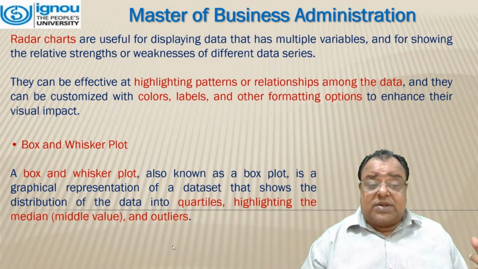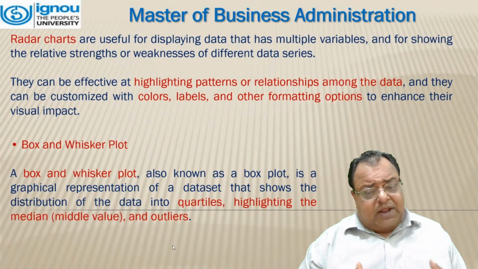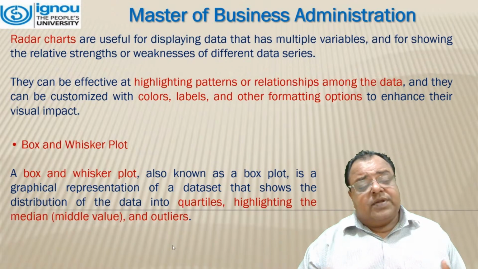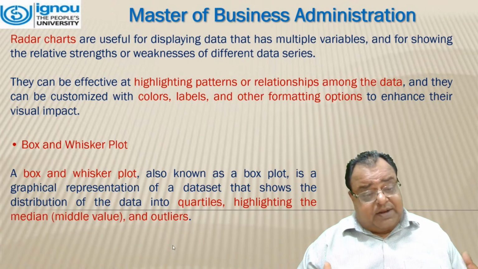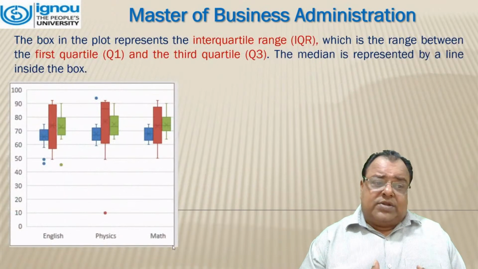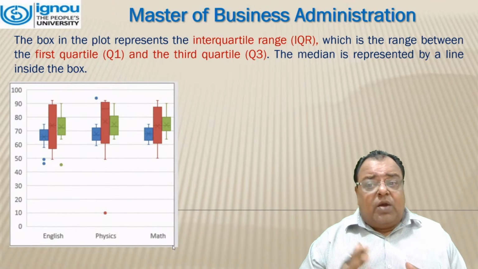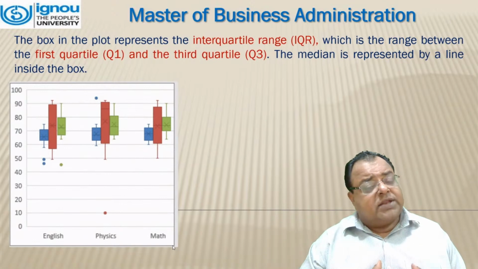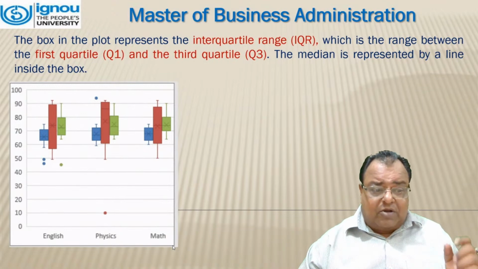Then comes your box and whisker plot. A box and whisker plot, which is also known as a box plot, is a graphical representation of a data set that shows the distribution of the data into quartiles, highlighting the median, that is the middle value, and outliers. The box in the plot represents the interquartile range, which is IQR, the range between the first quartile, that is Q1, and the third quartile, that is Q3. The median is represented by a line inside the box.